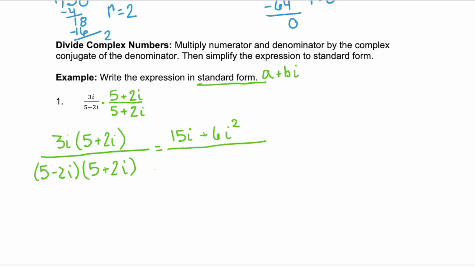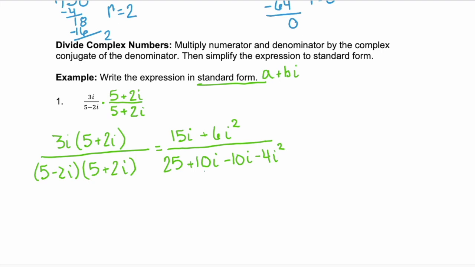Now, in the denominator, we're going to FOIL. And you'll see that those middle terms are going to disappear on us. So first is 5 times 5, which is 25. And then outer is 5 times 2i, which is plus 10i. Inner is 5 times negative 2i, so minus 10i. See, they're going to cancel out. And then last is minus 2i times positive 2i, or minus 4i squared.